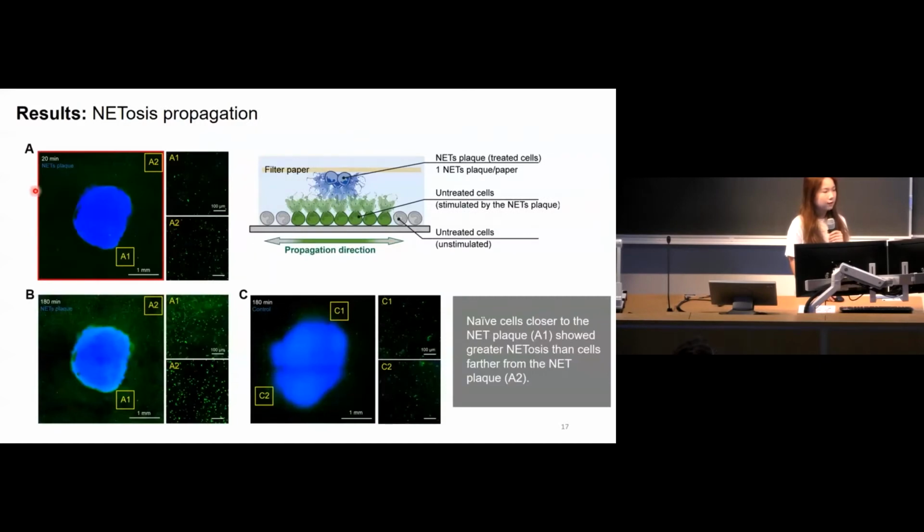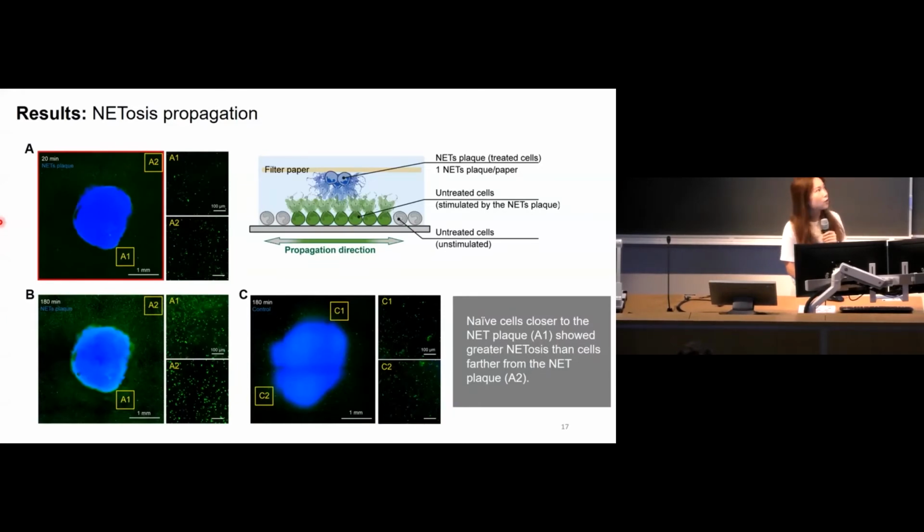Here are some results in figure A here within 20 minutes. Looking at this area, we didn't see much NET release. We only have some dead cells that have been stained with the Sytox Green, those very bright green dots with sharp boundaries. But after 180 minutes, as shown in figure B here, for the regions close to the NES plaque, we saw lots of NETs released by stimulated cells. But for the regions a little bit further away from the NES plaque, we didn't see much of NETs released there. Those are just some dead cells that have been stained in green.